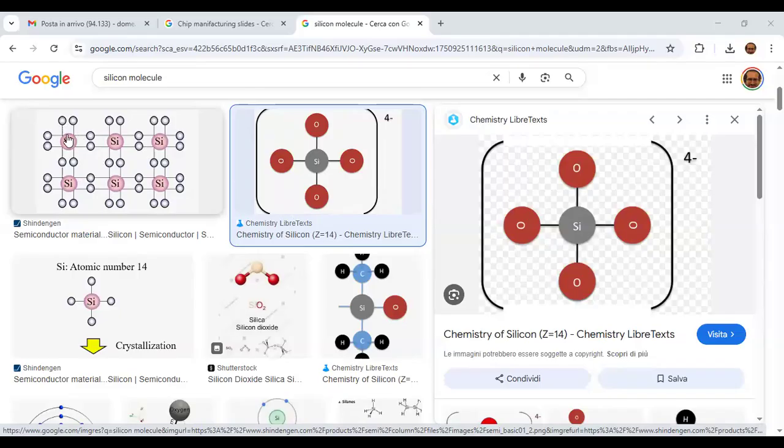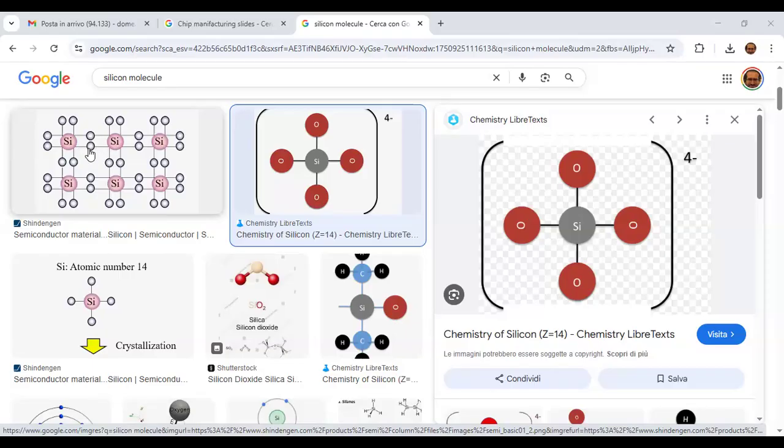But the issue is that we have in this sort of, you can say, texture of silicon, a lot of electrons that are semi-bound, okay?